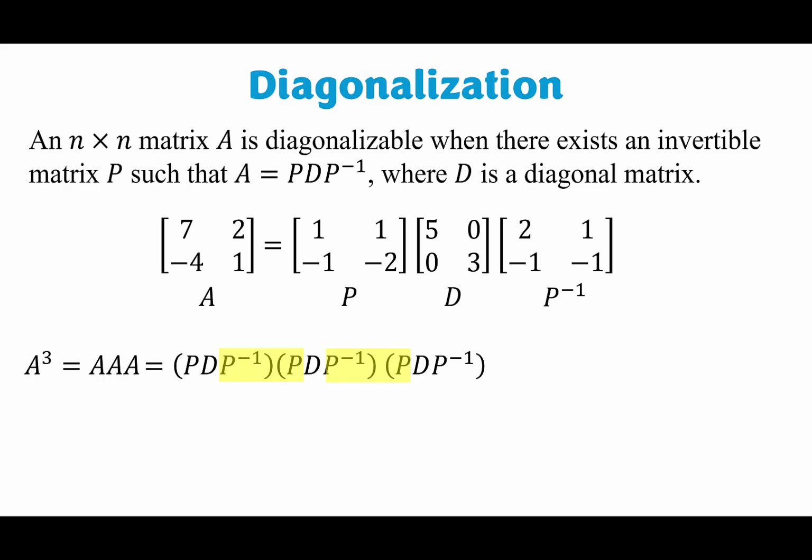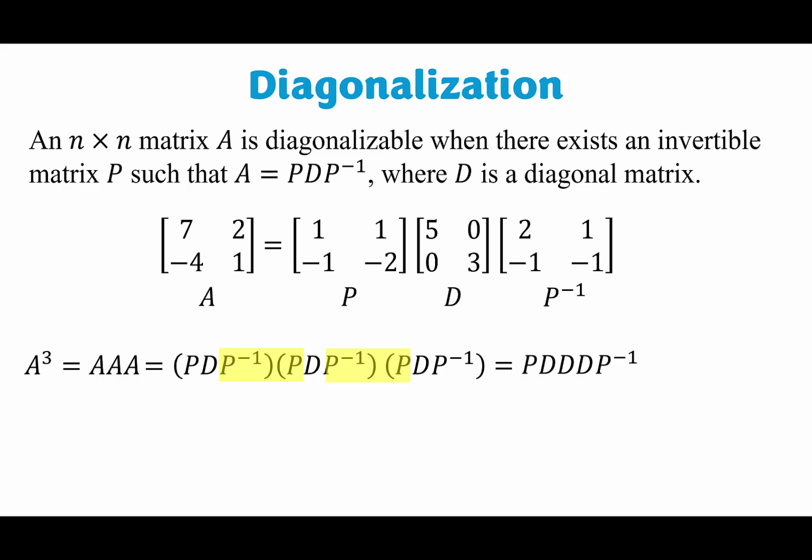I'm allowed to rearrange the parentheses so I can really do P inverse times P first instead of having the PDP inverse being grouped together first. But do you remember what P inverse times P is? Well, that's the identity matrix. An identity matrix times another matrix doesn't affect anything. It's like multiplying by 1. It returns the same thing. So those P inverse times P's can just disappear. They're not really doing anything.